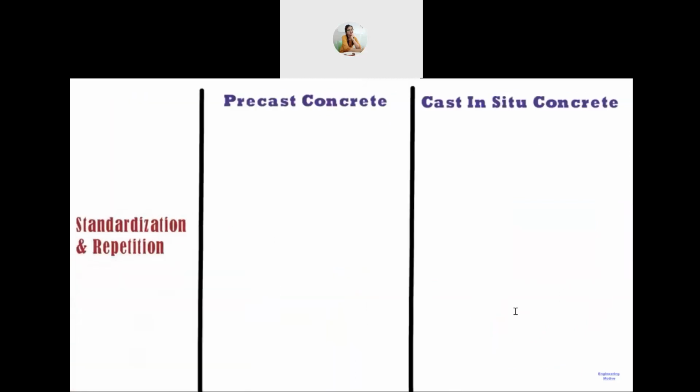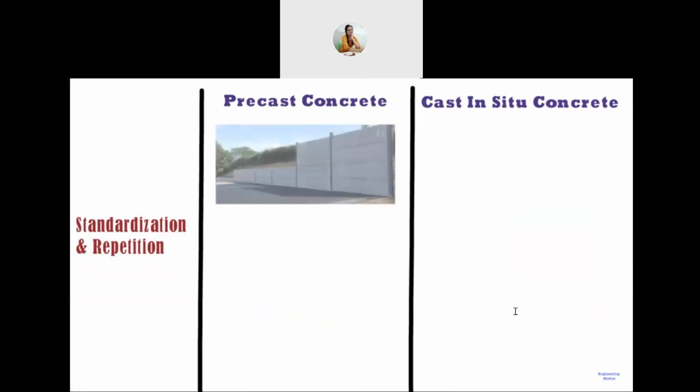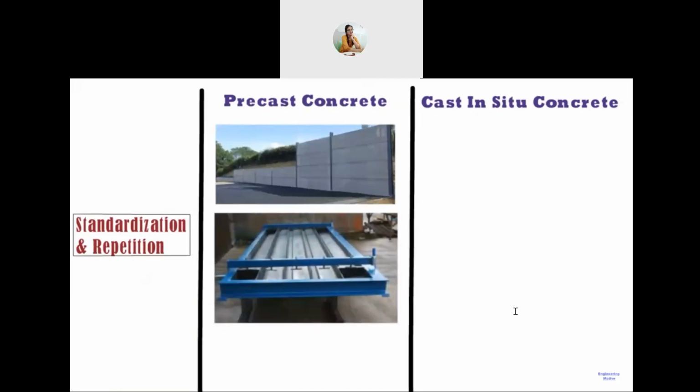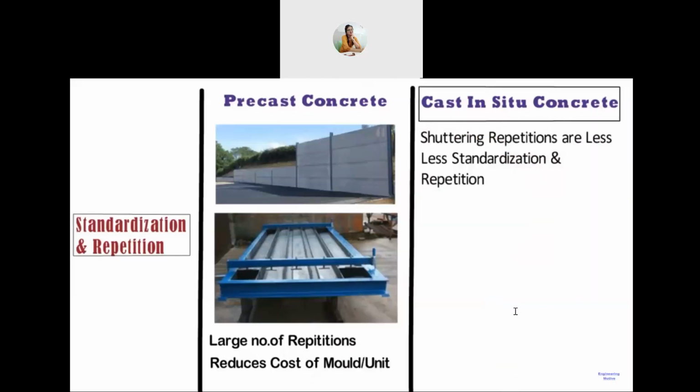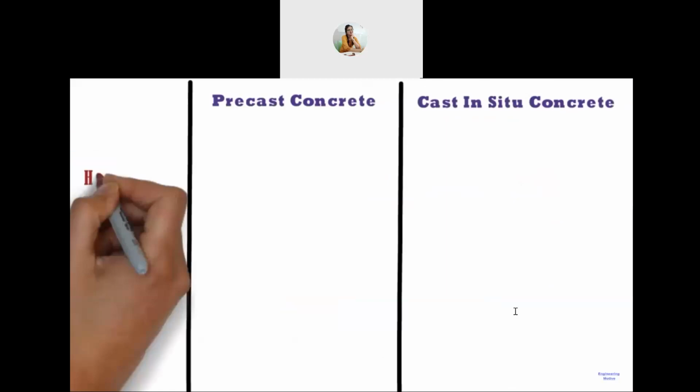Standardization and repetition. In case of precast method, for repeated similar pieces like walls on a high-rise building, there is greater potential for standardization and repetition. The mold for the precast components can be used for large number of repetitions, thereby reducing the cost of mold per unit. Whereas in case of cast in situ concrete, the repetitions of shuttering are very less as compared to precast. So if limited standardization and repetition occurs, then cast in situ method will be more beneficial.